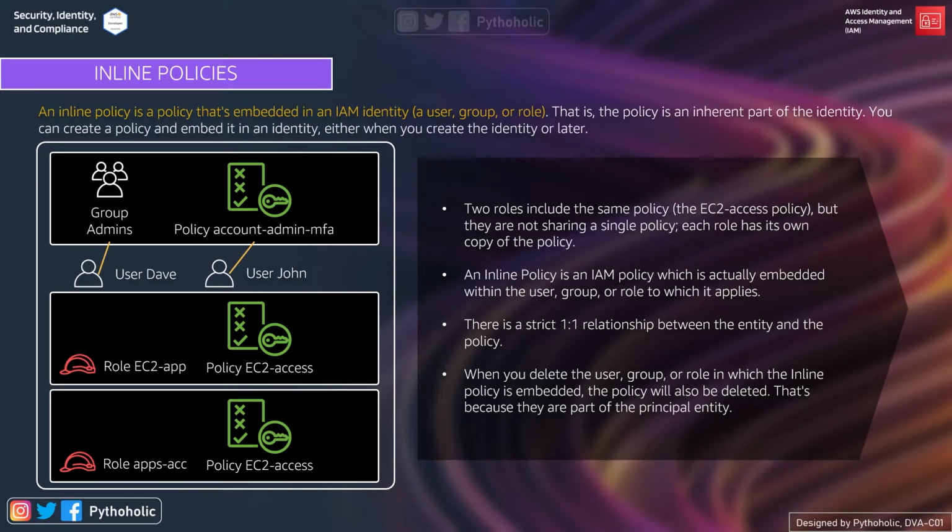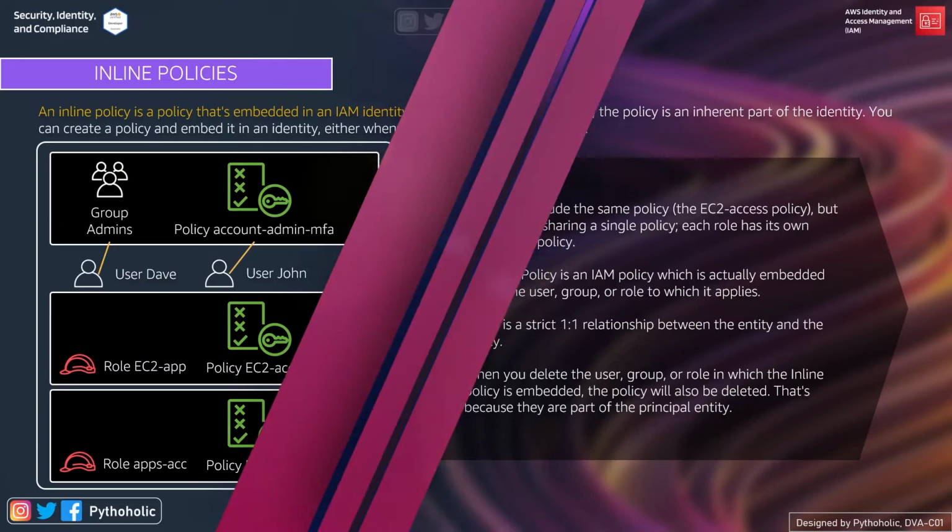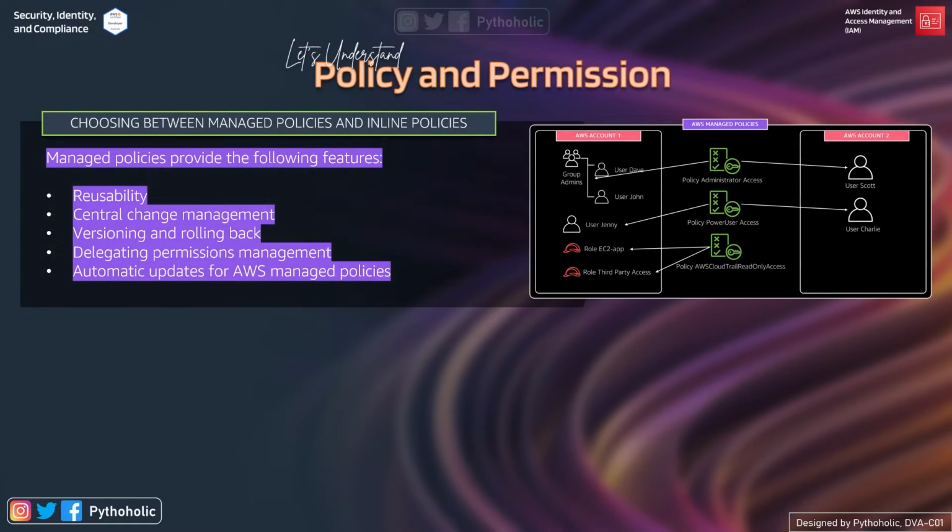But there is a question that arises here as well. When should we use managed policies and when should we use inline policies? That's a very good question. Let's see that. And now let's talk about choosing between managed policies and inline policies. And when I talk about managed policies, it covers both AWS managed and customer managed. Remember that. I'm talking about both of them. So managed policies provide the following features. First is reusability. It's a very important feature.